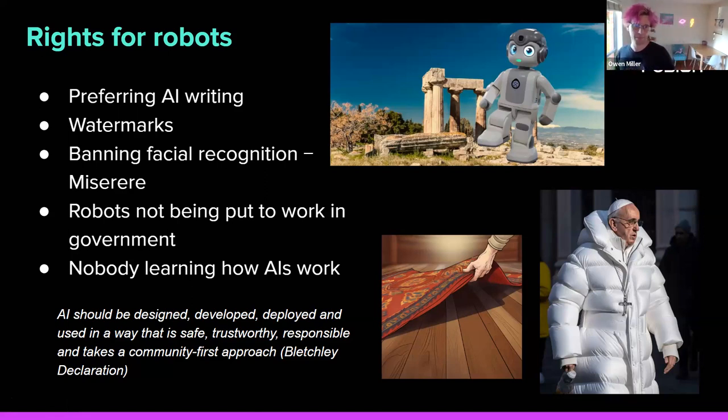We see in this Bletchley Declaration that they're not just focused on GDP maximization. The Bletchley Park Declaration from November was saying AI should be designed, developed, deployed, and used in a way that is safe, trustworthy, responsible, and takes a community-first approach, not a GDP-maximizing approach. You see it as well with the Pope.